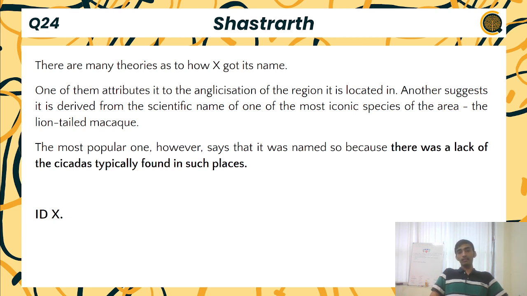So ID X, given the possible origins of its name, multiple such theories. So it should be fairly simple to narrow down X. There's a lack of cicadas that are typically found in such places. What are those places and what does a lack of that represent? Simple question. 15 seconds.